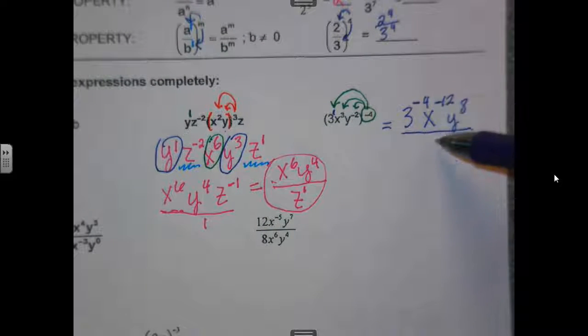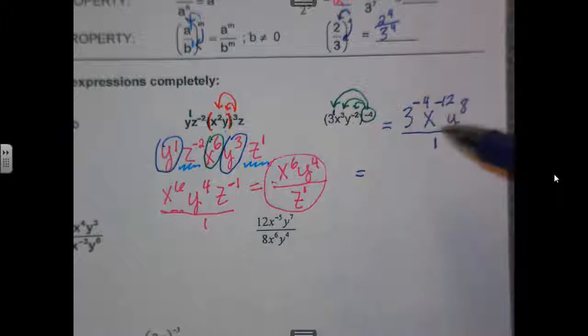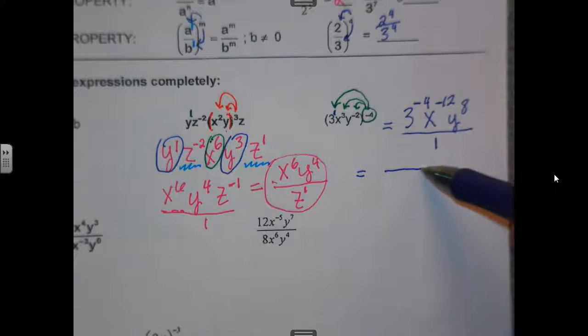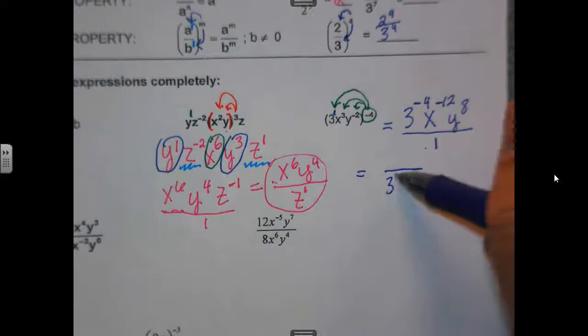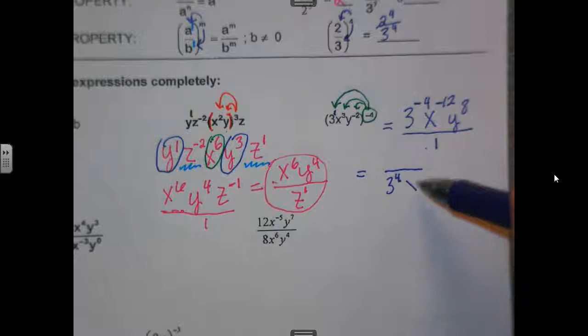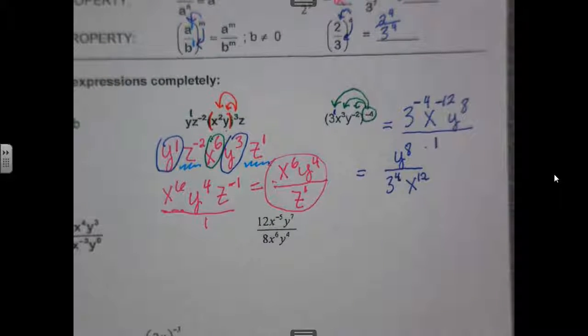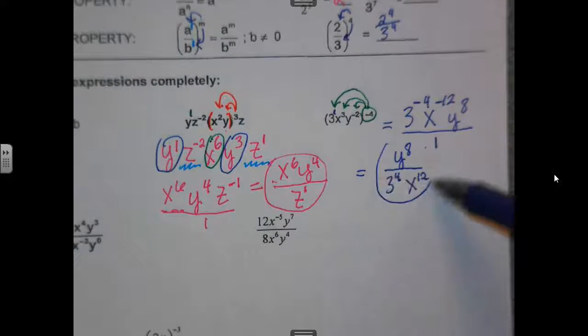Again, I've got negative exponents. Put it over 1. 3 to the negative 4, I need to put down here. Make it positive. X to the negative 12, x goes down here, 12. Y to the 8th stays up there. There's my answer.